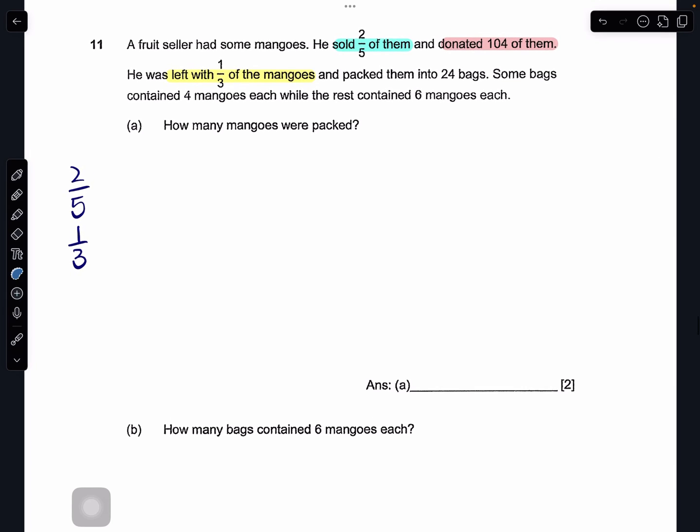Number 11, a fruit seller had some mangoes. He sold 2/5 of them, donated 1/4 of them, and was left with 1/3 of the mangoes.